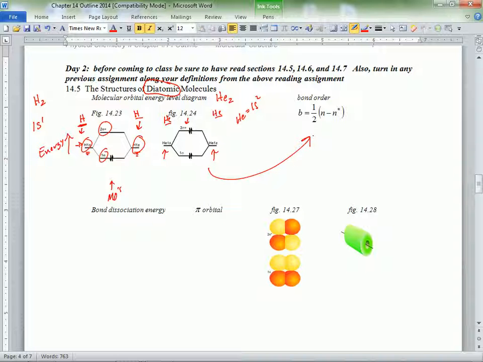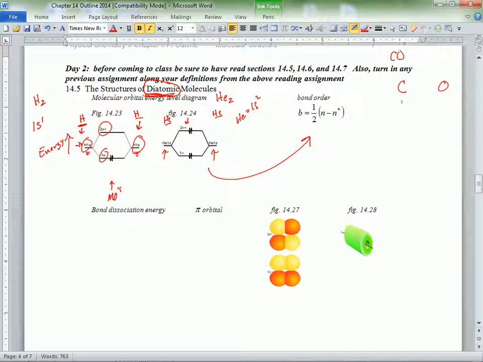Now again, this is all for diatomic molecules. How do you tell the difference between the heteronuclear and homonuclear? If you did another one, both homonuclear. For CO, carbon monoxide, heteronuclear, right?